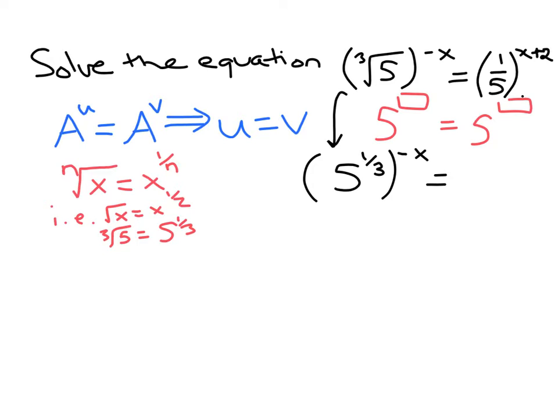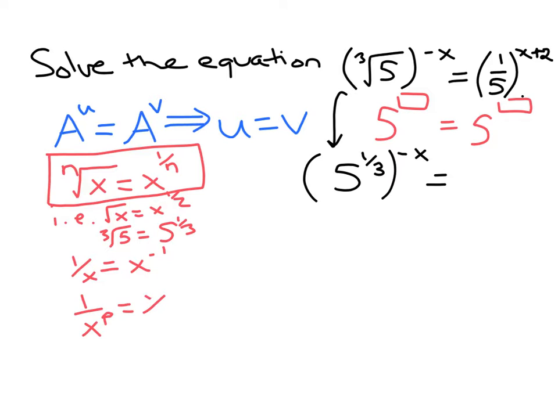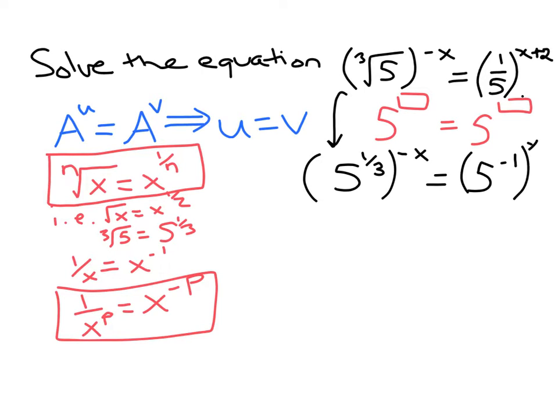Now, with that 1/5, I'll introduce another property. I'm going to box up these properties as I list them. 1 over x is equal to x to the negative 1. Or more generally, 1 over x to the power p is equal to x to the negative p. Let me box up that property. In that way, we can change 1/5 to 5 to the negative 1, and that's still raised to the x plus 2 power.